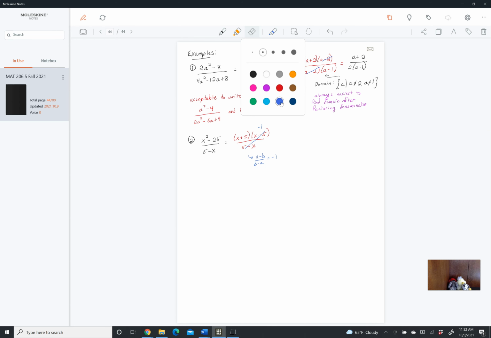Now, if everything in the numerator cancels, you're left with a 1 in the numerator. If everything in the denominator cancels, you're left with a 1 in the denominator. And remember, if there's a 1 in the denominator, it's as if the denominator doesn't exist at all. So this is just equal to negative times x plus 5. And you can say that this is negative x minus 5. You do not have to. Either one of these is fine.